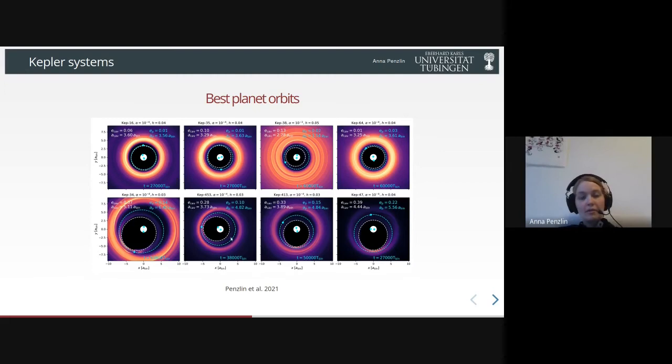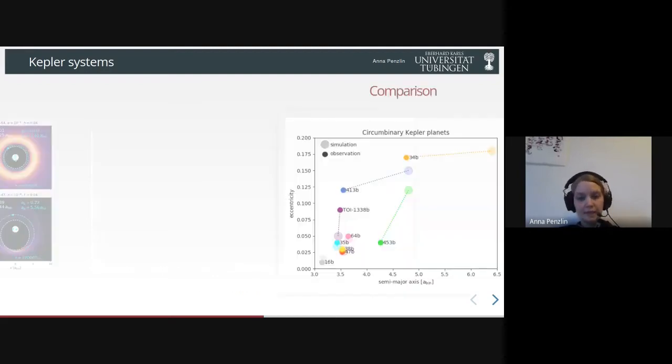In the lower panel, however, we see that the planets stay embedded in the disk, are also on more eccentric orbits, and are further out at like 4 to 5 binary separations, or even 6 in the case of the very eccentric binary. And in these cases, we don't quite reach the observed orbits with the simulations.